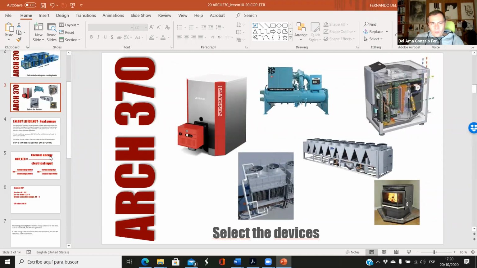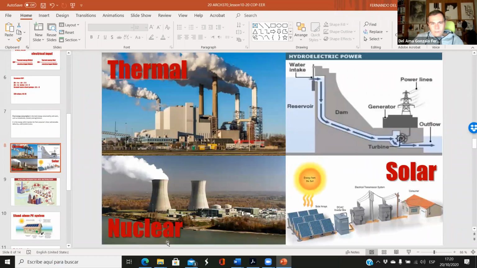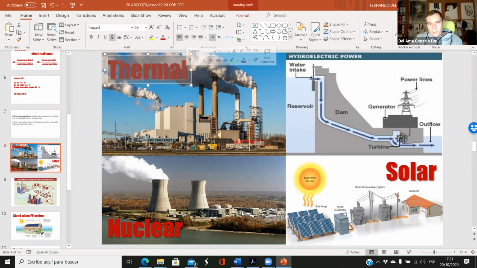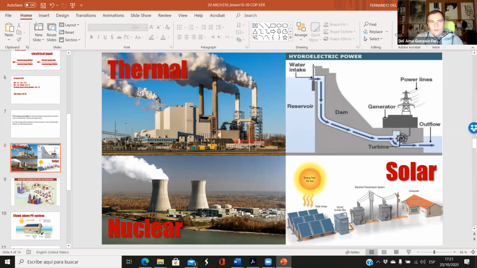And it depends on where the electricity comes from. If the electricity that we are using comes from a thermal plant, we will generate a lot of CO2. But if the electricity that we are using comes from renewable sources, then the CO2 that we are generating can be dropped.